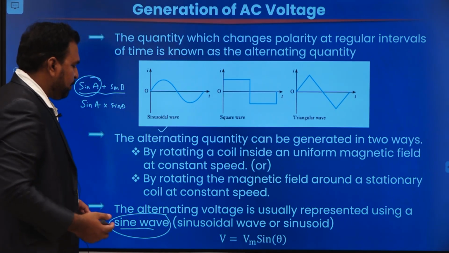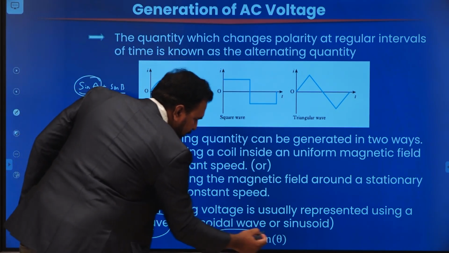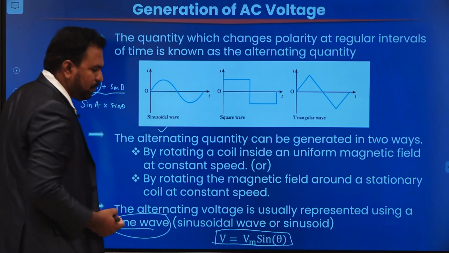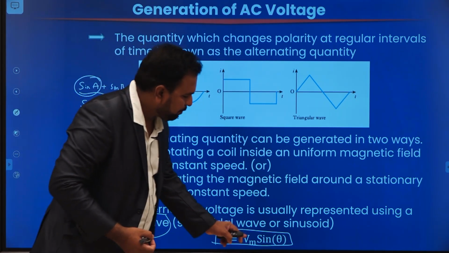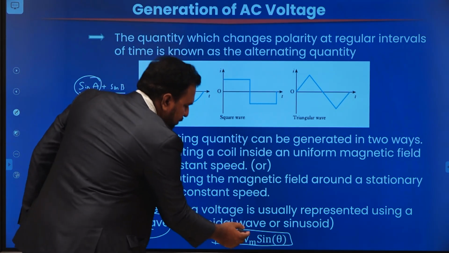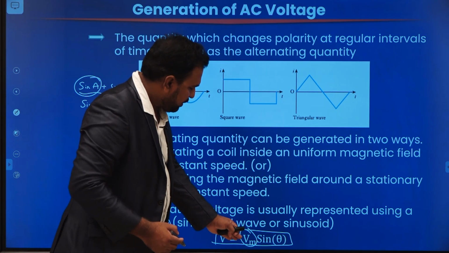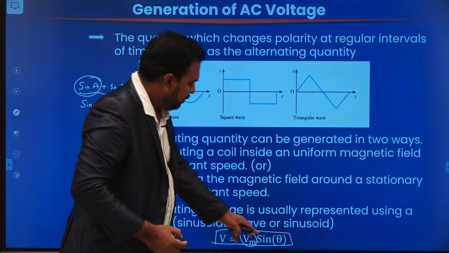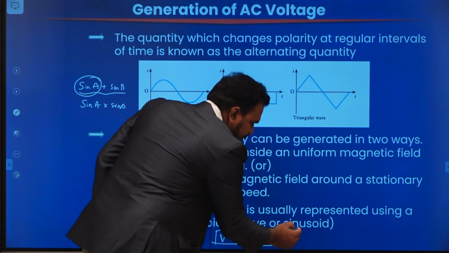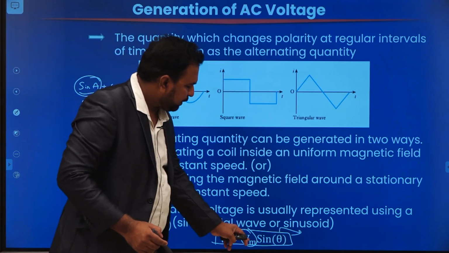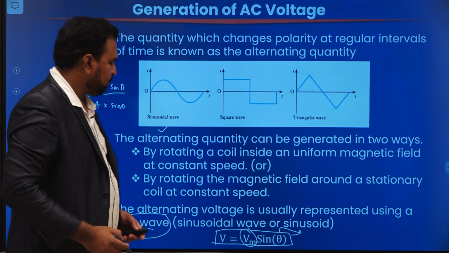So this is the expression in general we use to represent a sinusoidal AC voltage. V is equal to Vm sin theta. Here this Vm is called the magnitude or maximum value, or sometimes it may be called amplitude also, and theta is the phase. So Vm is the magnitude and theta is the phase.